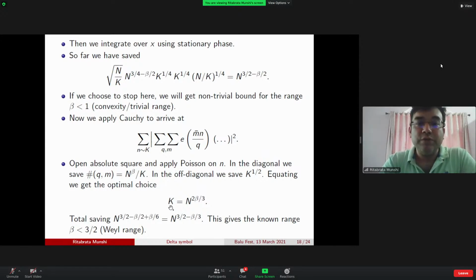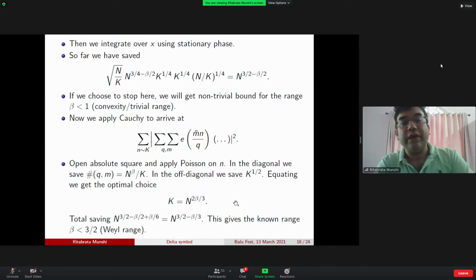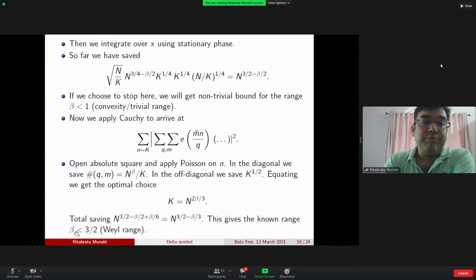If you equate these two, that gives you the optimal choice for k, and see it's n to the power twice beta by 3. So it is not 1. Okay, so q equals square root of n is not the optimal choice in this application of the circle method, the delta method. Okay, so if you pick k to be this optimally, then here you have saved square root of k. So if you go back, you have saved k to the power 1/4, because this is how much you saved after Cauchy. So if you put that here, so multiply this with k to the power 1/4, and that turns out to be n to the power 3 by 2 minus beta by 3. And you'll see that this is larger than n if beta is less than 3 by 2.